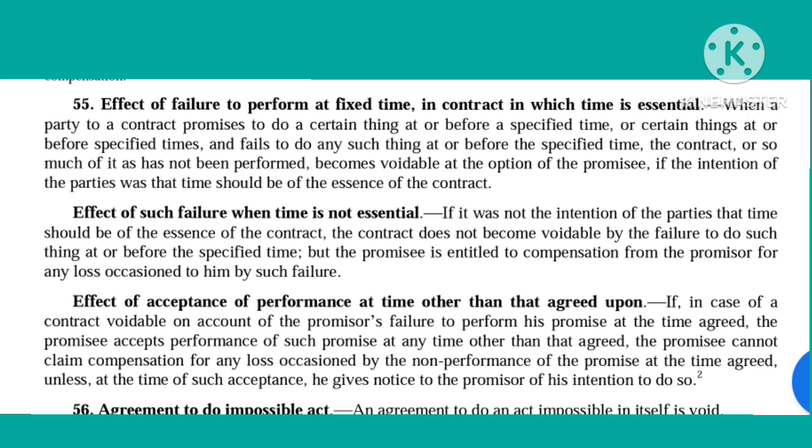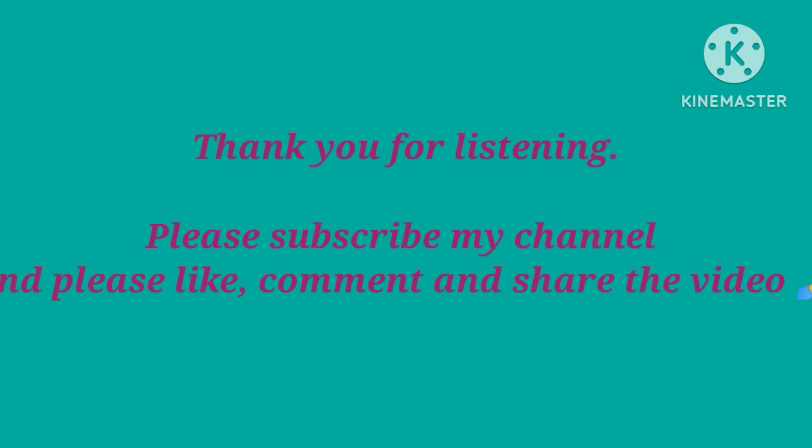Suppose two parties enter into an agreement, and one of the parties promises to do a certain thing at or before a specified time, and that party fails to perform that part of the contract before the fixed time decided between the parties, then the other party may set aside the contract. So, these were the examples of voidable contracts under the Indian Contract Act. So, this was all about void agreements and voidable contracts under the Indian Contract Act.